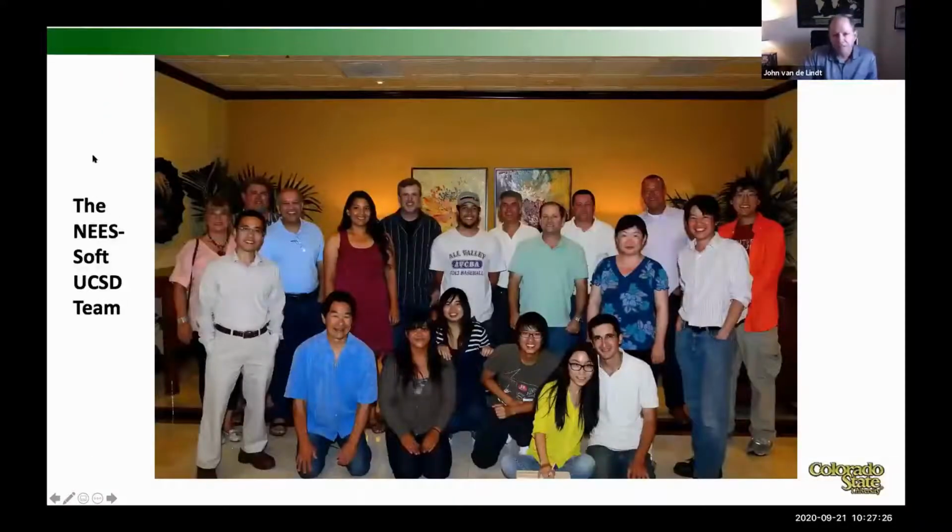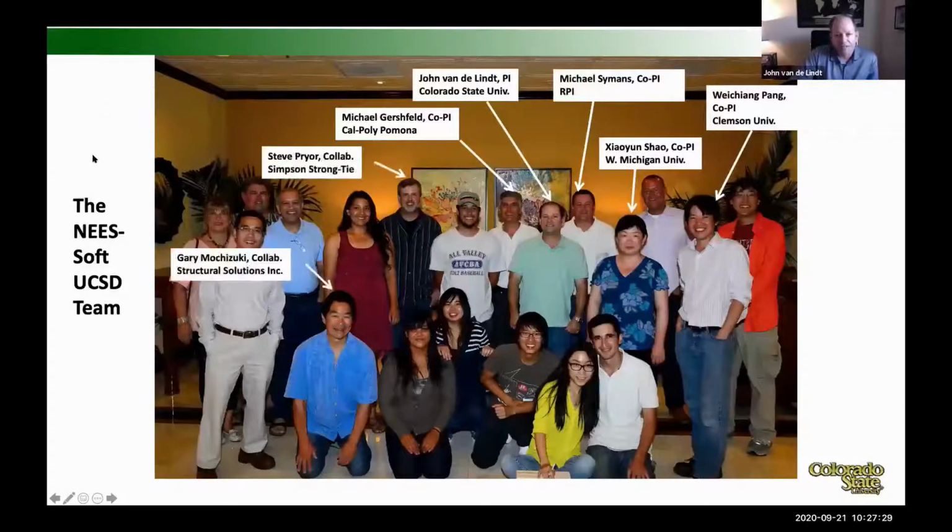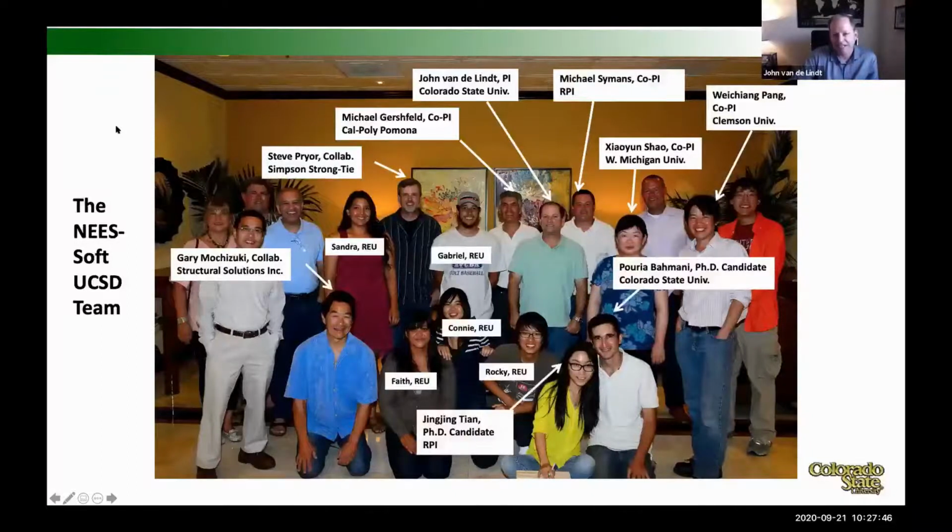So this was the team. You can see our 5 PIs. It's an outdoor shake table, so we all look much tanner than we did when we got there, as you can imagine. So bring your sunblock. And then Gary Mochizuki, Steve Pryor. I think I saw Steve on the call here today, or on the WebEx. And then we had 5 REUs. We were very fortunate, and it was a tremendous program. They did a big bulk of the instrumentation. I think almost all of them wound up going to graduate school, if I recall. And then our 2 PhD students leading that, one from RPI and my student from Colorado State.